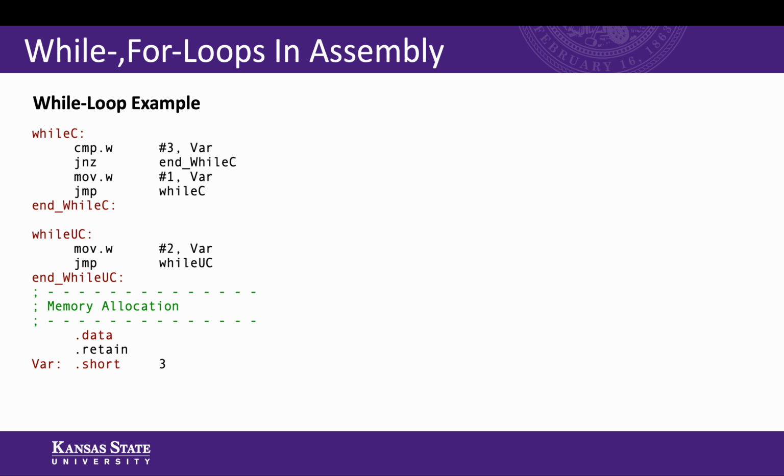All right, so let's look at an example. This is assembly language here, and at the end of this example, I'll show you what the C code looks like. You'll notice two different while loops, while C and while UC. The C stands for conditional and the UC stands for unconditional. So as we go through this, keep in mind that the top one is a conditional while loop, and the bottom one is an unconditional while loop.